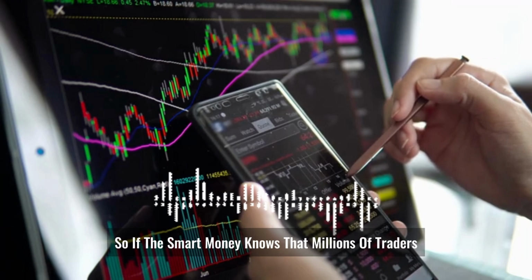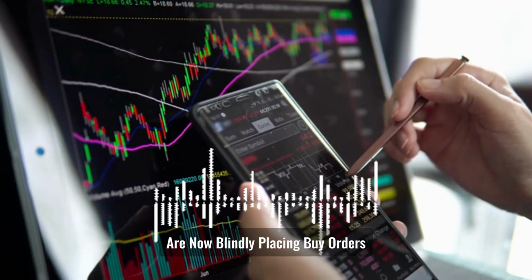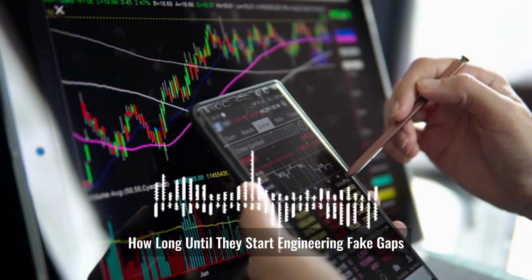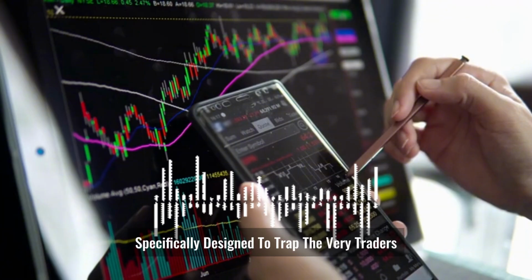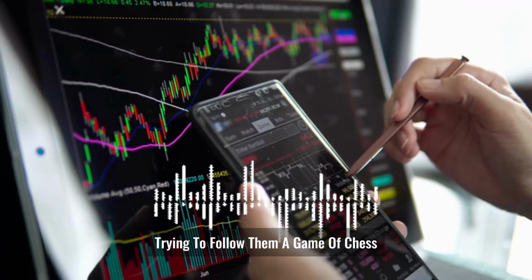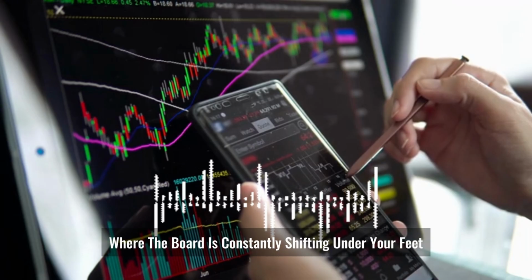Right. So if the smart money knows that millions of traders are now blindly placing buy orders at the 50% mark of every gap, how long until they start engineering fake gaps specifically designed to trap the very traders trying to follow them? A game of chess where the board is constantly shifting under your feet.